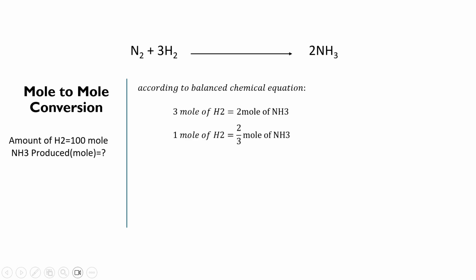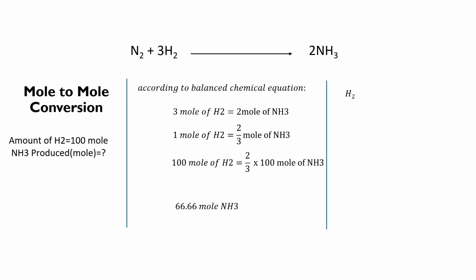So we can write like this. You can divide 2 by 3, and this gives us 1 mole of hydrogen, which is equal to 2/3 moles of ammonia. Now when you know 1 mole of hydrogen gives this much ammonia, we can easily calculate for 100 moles of hydrogen. We simply multiply 2/3 by 100, so 100 moles of hydrogen would give us 2/3 times 100 moles of ammonia, and this gives us 66.66 moles of ammonia. I hope this was easy to follow, but if you find it a little confusing, let me show you the other method.